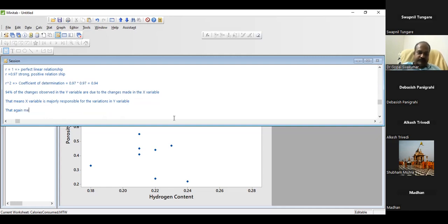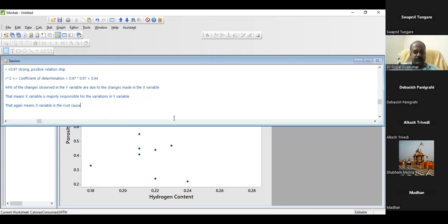That again means the X variable is the root cause. Right? And in this case, the X variable is the single root cause. Am I right? Right, sir. Why do I call it the single root cause?